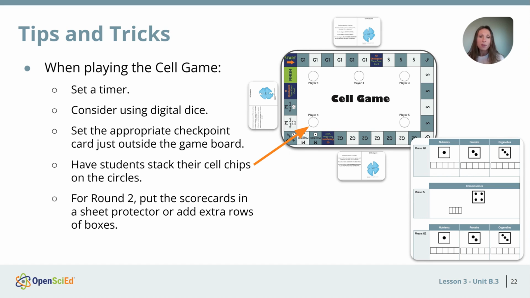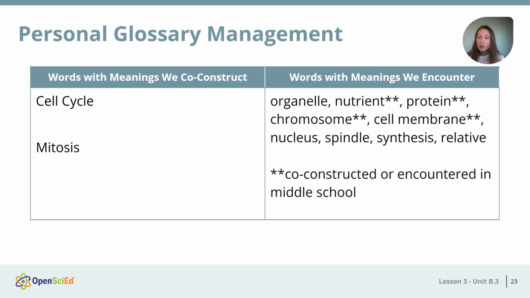Now, let's talk about personal glossary and poster management. Students encounter a lot of words in this lesson. Many of the words they encounter are from middle school, but it's okay if they don't remember them. If students ask about organelles, nutrients, or proteins while playing the cell game, it's fine to tell them what these things are, or to say these are just the things a cell needs to take in or make as it grows. In Lesson 6, students will encounter specific organelles involved in protein synthesis as they learn more about proteins.